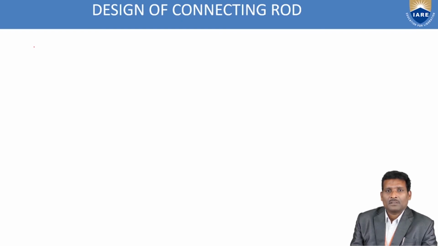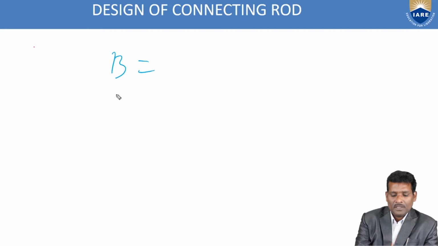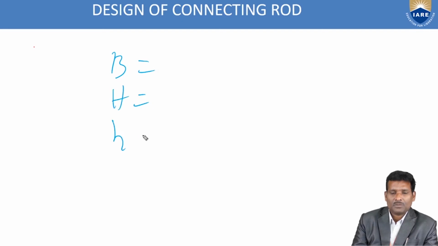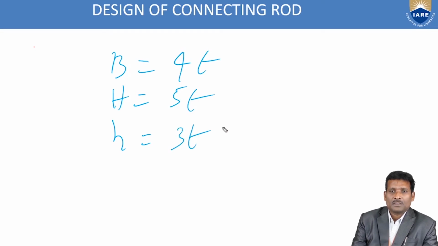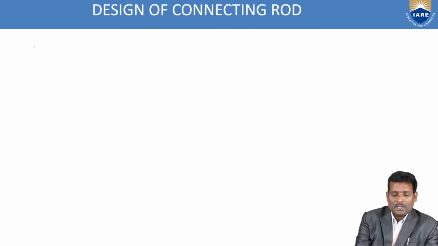Now calculate the other dimensions of the cross section. What are the other dimensions? B, H and small h. The capital B is 4 multiplied by T, capital H is 5T, and small h is 3T. This is the width of the cross section, the depth of the cross section, and the depth of the web. So now the dimensions are calculated. After that, step 2.